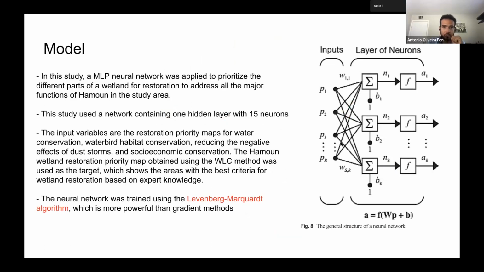And now with respect to the architecture, they say an MLP neural network was applied to prioritize the different parts of the wetland. I hope that at this point when you say MLP, this architecture immediately comes to mind. The representation is slightly different from what we saw before. They represented the input information in terms of P, so it's P1, P2, all the way to PR.